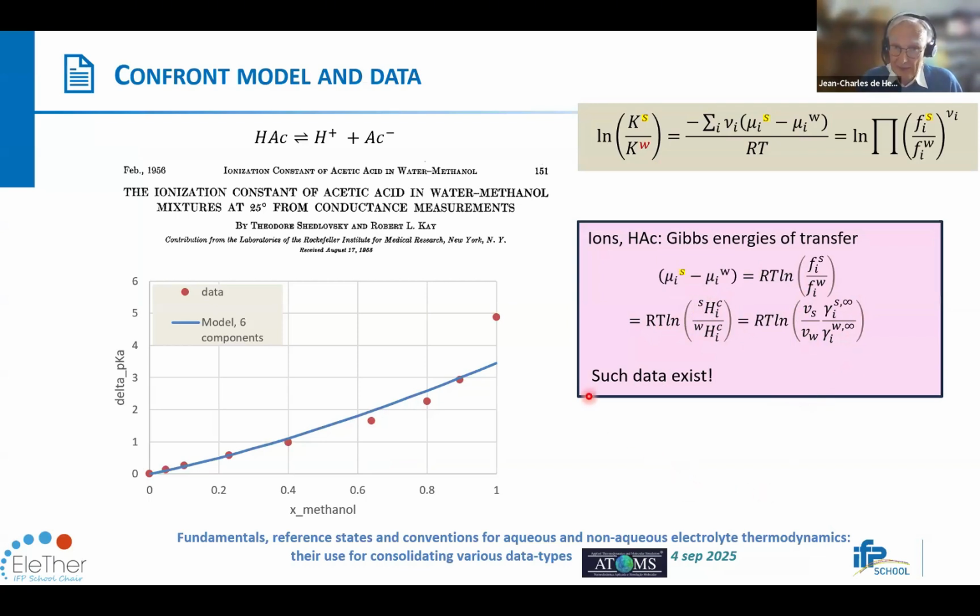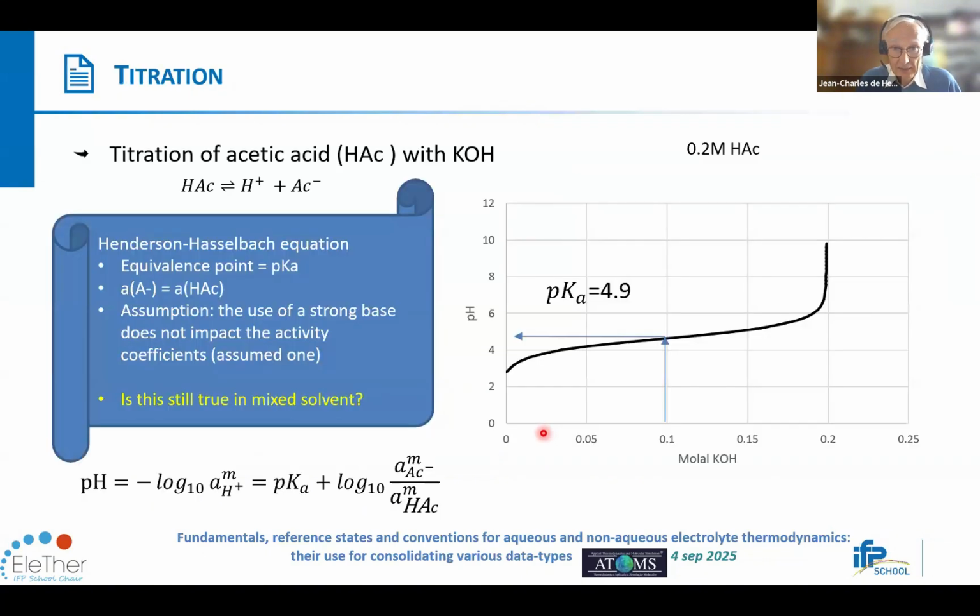Note that these data do exist. As a result, these data should be used in order to parameterize or to validate, depending on what you're doing, the models that we are developing.